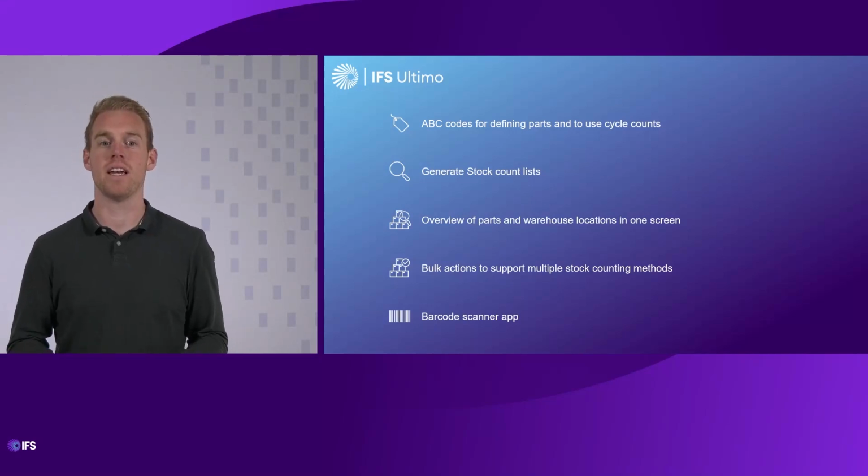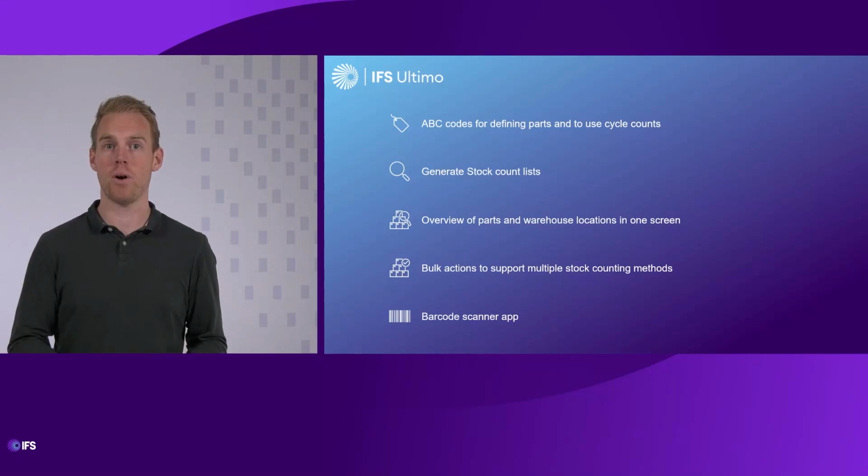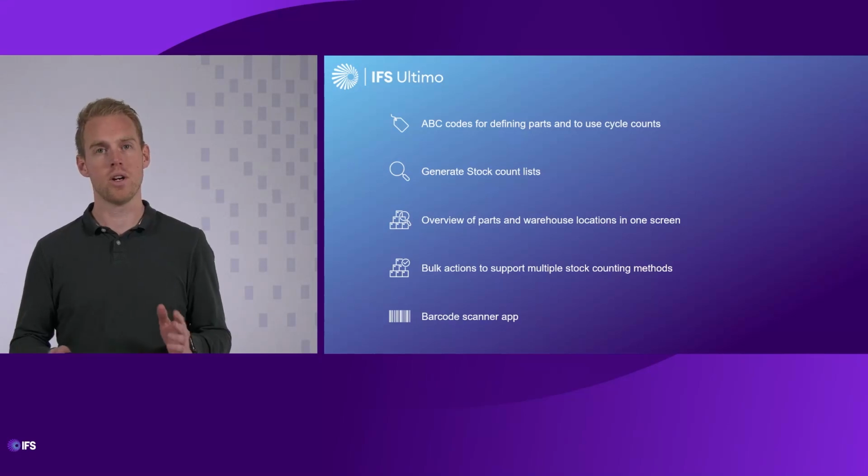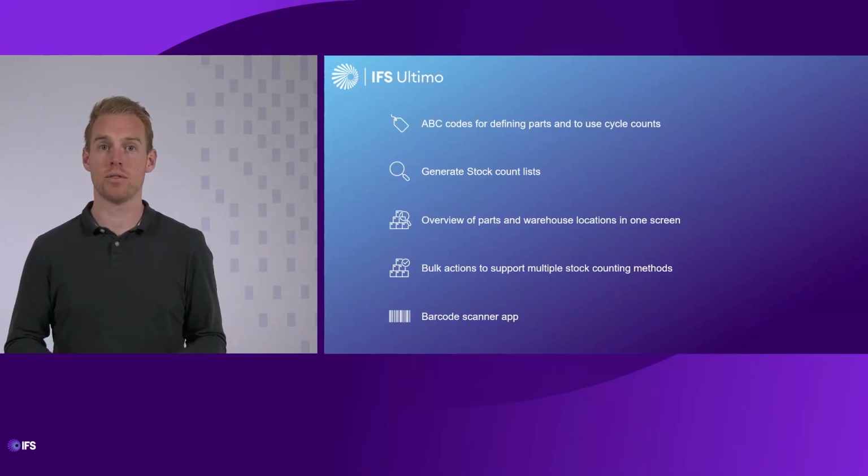We have also added a new overview screen where you have information of the parts and the warehouse location in one single screen. In previous versions of Ultimo, you have a selection list of your parts, but the information about the location is stored in a different tab. So it was very hard to find the correct data. Now we have combined it into one single screen.